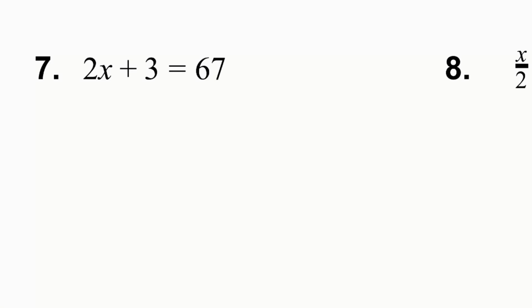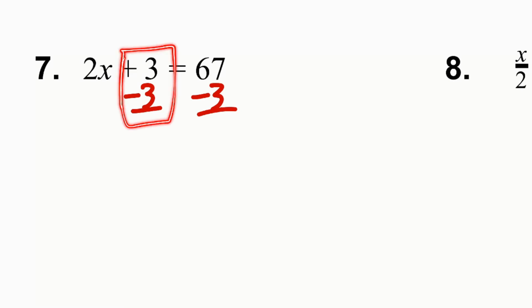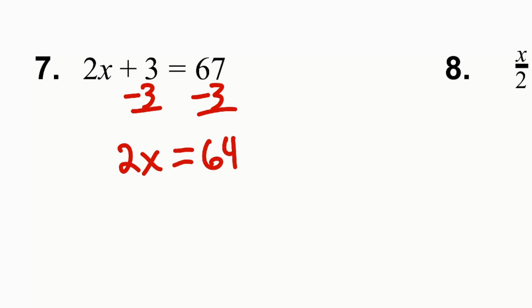And remember, we're undoing operations or doing the inverse operations. So first, to get the 2x term by itself, I'm going to subtract 3 from both sides. This will make a 0. So I have 2x on the left is equal to 64 on the right. Now I have 2 times x. The inverse operation of multiplication is division, so I'll divide by 2 to undo the operation of multiplication, multiplying by 2. And I'll get x is equal to 32.